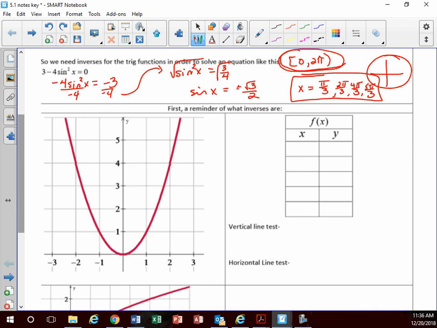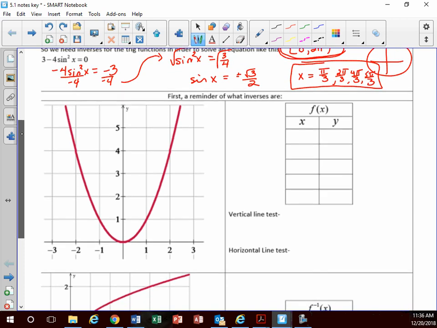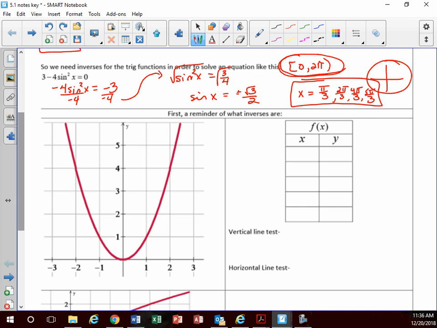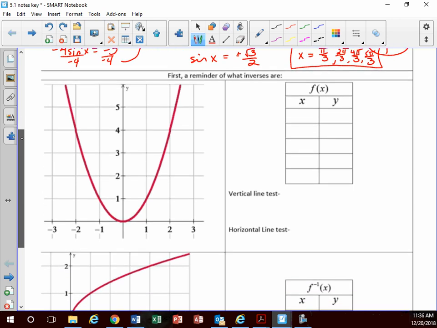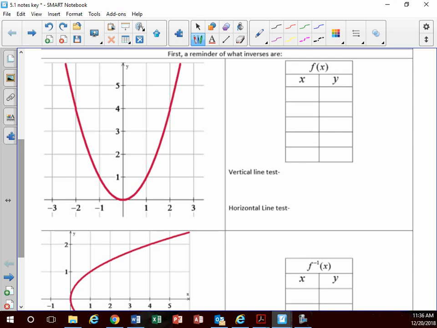We're going to start, though, by thinking about what inverses are. Because, guys, what you're doing there is you actually did the inverse of sine to get that. You don't really write it that way when you solve, but that's technically what you're doing. So let's think back to Algebra 2 stuff now. I'm going to make a little table of values here from this graph. I think you know these. I can have 0, 0, 1, 1, 2, 4, negative 1, 1, negative 2, 4.